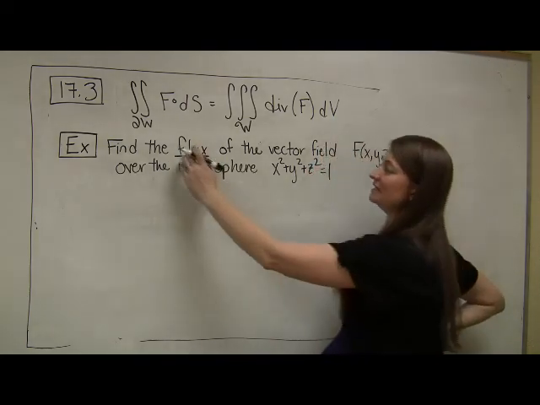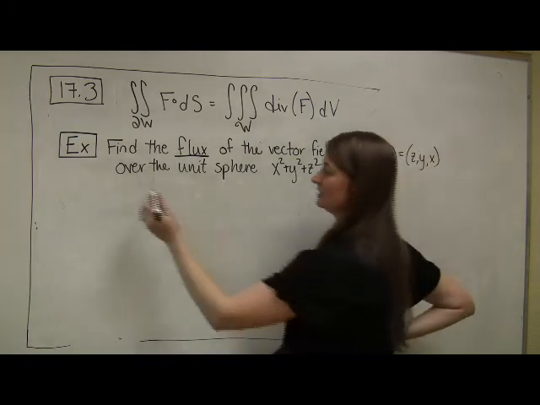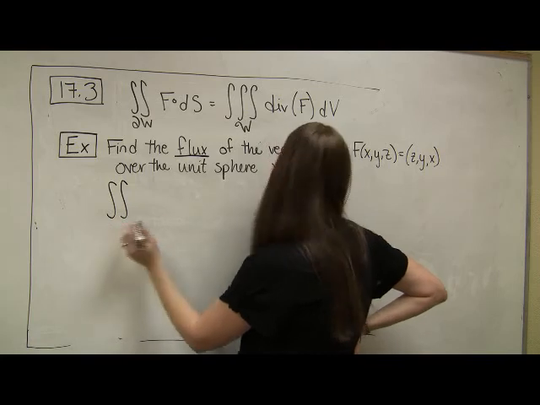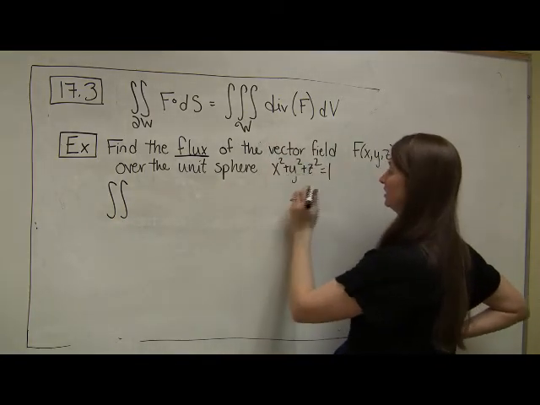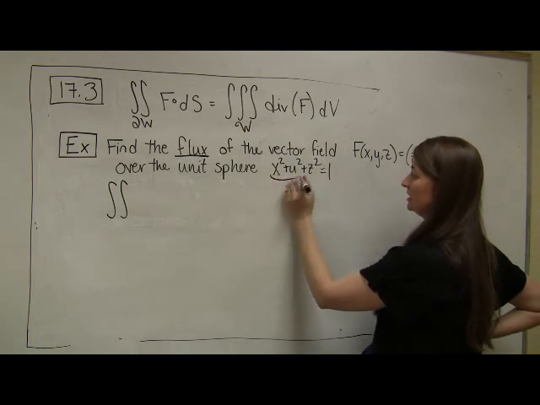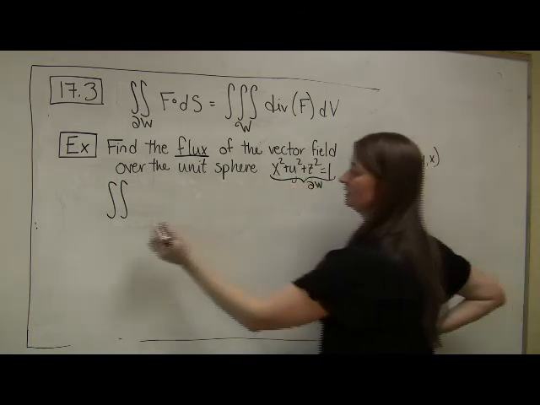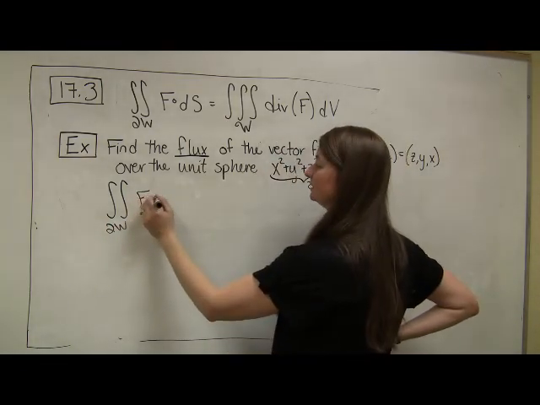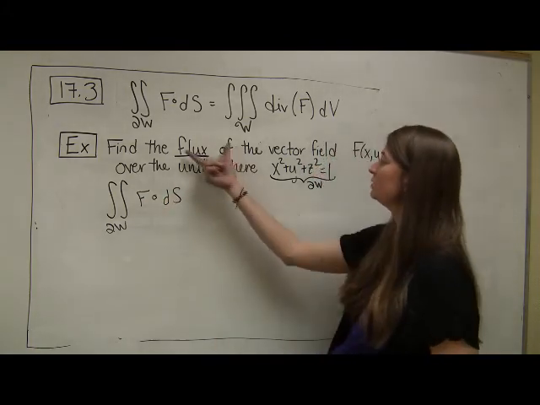The flux is exactly this surface integral. The flux is the same thing as saying, I want to find the surface integral over some surface, where in this case the surface is this closed unit sphere. So I'll say that this is the integral over the boundary dW of f dot dS. How would I compute this flux?